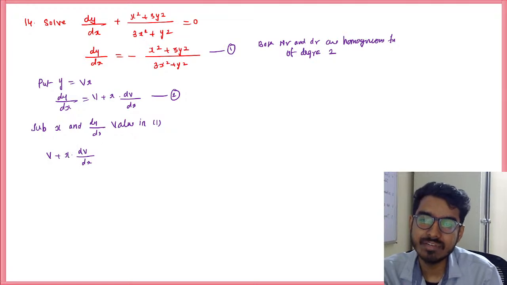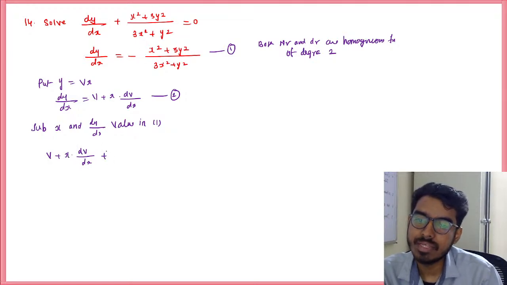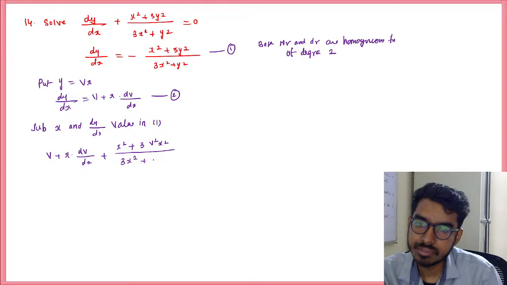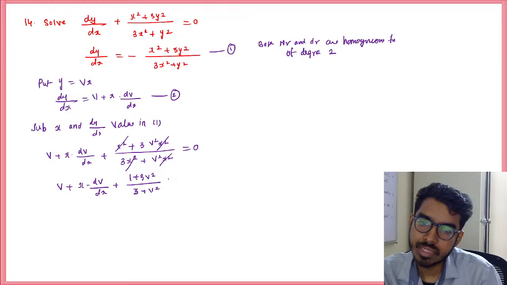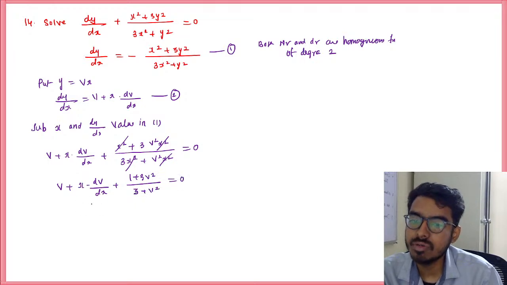Let us keep this term itself, right? I don't want minus here. Plus, what is x square? It will be x square plus 3 times y square. So y square is v square x square, divided by x square plus y square, which is v square x square, is equal to 0. x square will get cancelled. Now v plus x into dv by dx. This will be 1 plus 3v square divided by 1 plus v square is equal to 0.